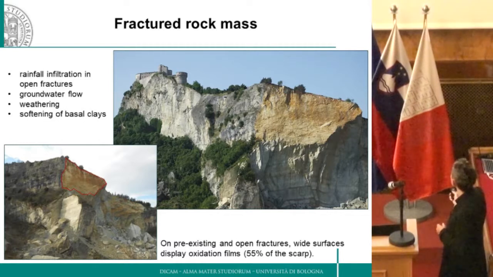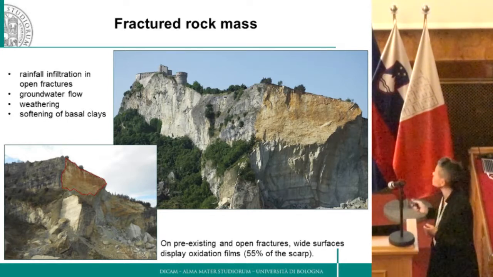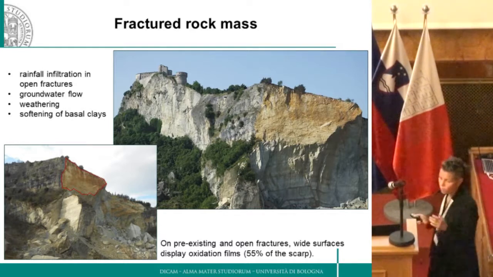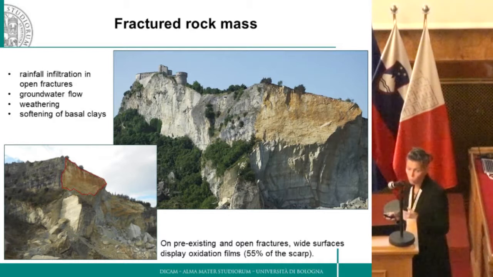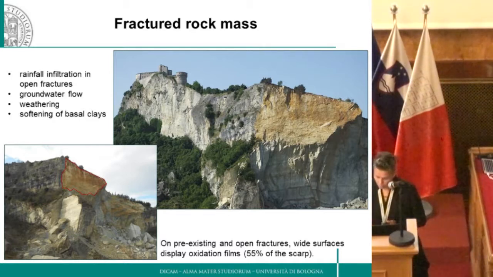Consider that on pre-existing fractures, like this one, the big one here, wide oxidation films were present. So this means that the fractures were open even before the landslide. And we calculated that more or less 55% of the scarp was composed of already existing fractures.